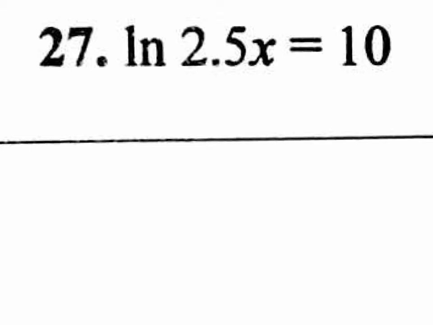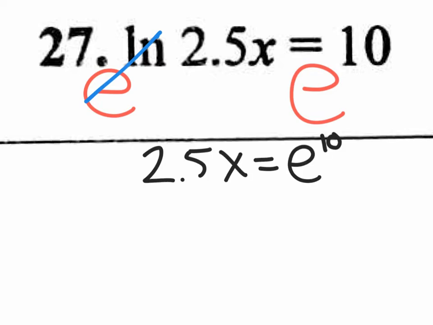27, you have ln, which is really log base e. So if you want to get rid of the log base e, because you see the 2.5x is inside the logarithm base e, what you need to do is take both sides of the equation and raise them up to be powers of base e. So the e to the ln cancels out. The e to the 10 is actually e to the 10. So we have a new equation that says 2.5x equals e to the 10.